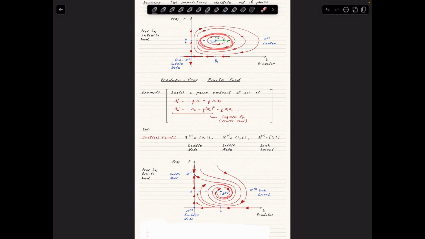So, for example, these are oscillations that go towards the critical point. Before, they stayed at finite distance forever. Now this oscillation goes toward the critical point. Again, this is the predator and the other is the prey.